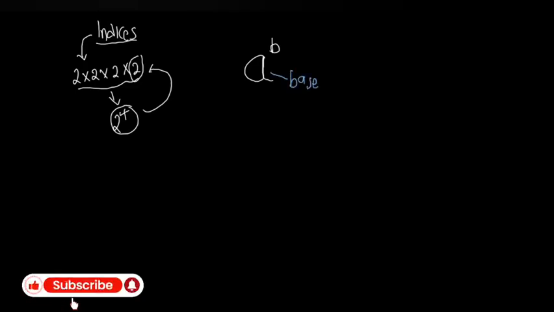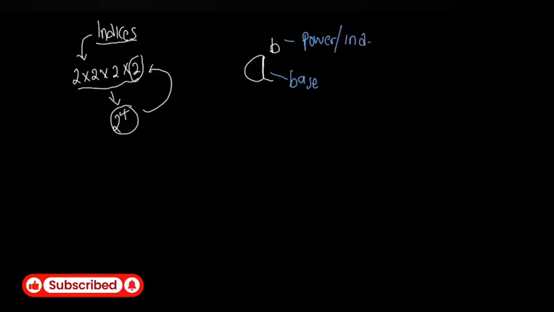Now, how do we represent indices? This is the basic representation. This is the form of indices: A raised to the power B. A is the base, and B is the power, also called the index and also called the exponent.